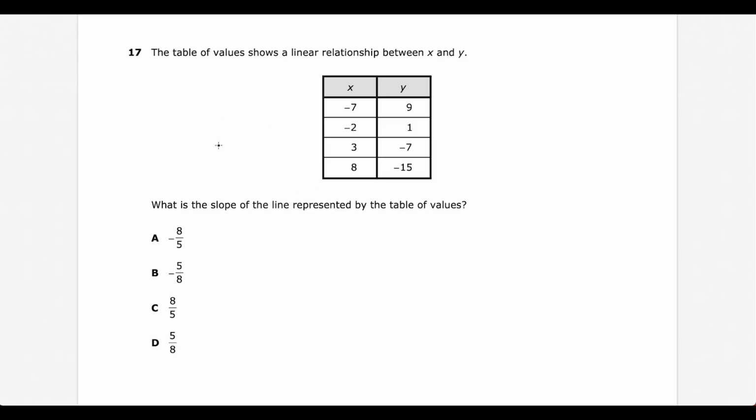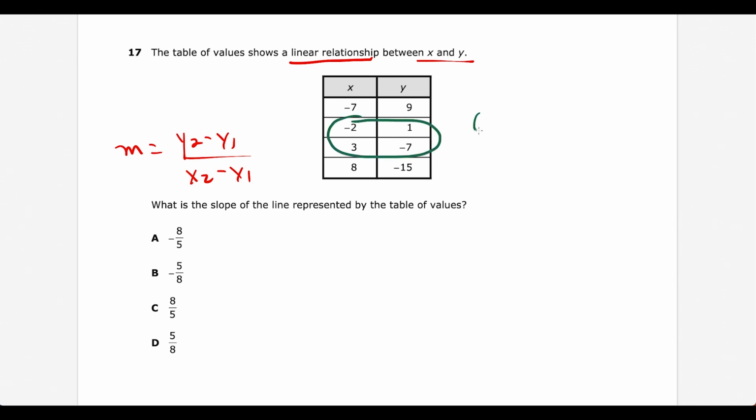So 17 is more slope. They really like slope on this test. So what we have, slope is y2 minus y1 over x2 minus x1. And we're using this formula because there's a linear relationship between x and y. So pick your 2 favorite points. Mine happen to be these 2.